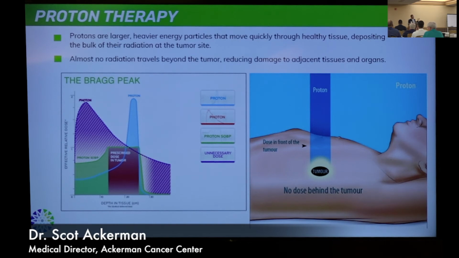So what you see here in the curves on the left is the purple curve, which is a photon beam. We take photons, just like the X-ray machine in your office, but our photons, instead of being 100,000 volts like in my office, are 10 million volts of photon radiation. And that beam, as it goes into the body, deposits a fairly high dose just below the skin, and then as it goes deeper, less and less radiation is deposited, but it goes all the way through the body.